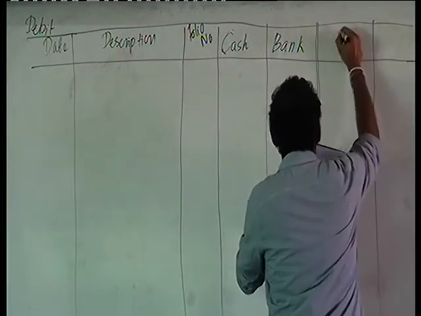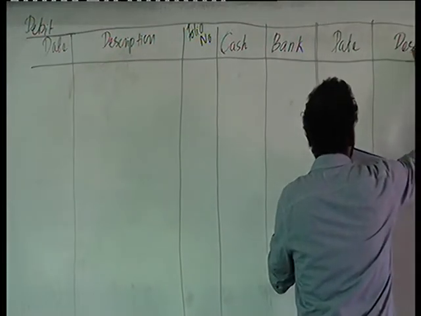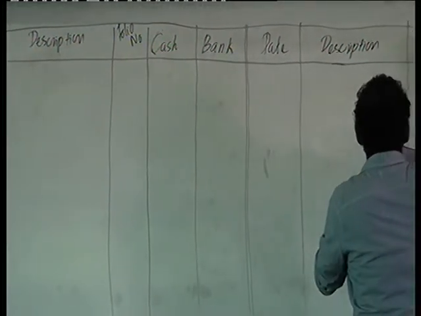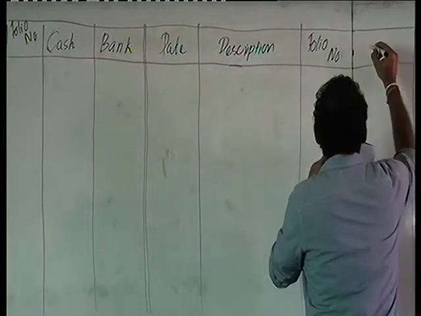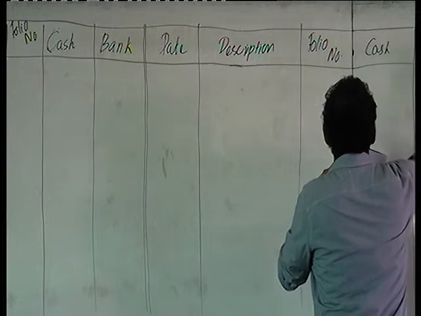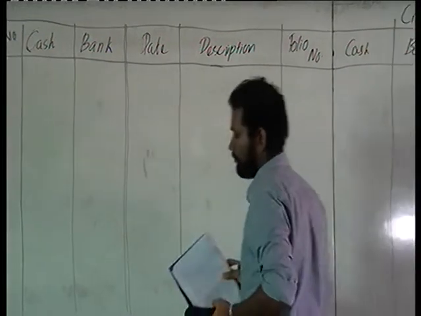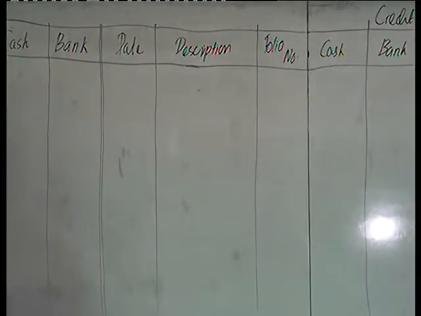So again, we have the date, description, then we have the folio number, then cash and bank. Now we'll see how we are going to record these transactions.